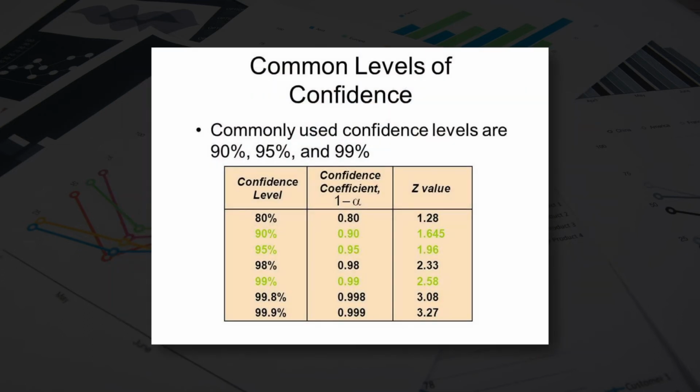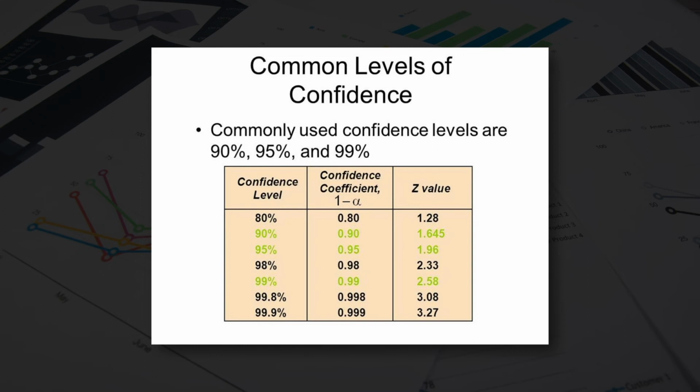Now we are going to talk more about the commonly used levels of confidence, which are 90%, 95% and 99%. We have a table where the first column gives the confidence level, the second column gives the confidence coefficient, which is 1 minus alpha, and then we have the Z value. If the confidence level is 80%, the confidence coefficient is 0.8 and the Z value is 1.28. If the confidence level is 90%, the confidence coefficient is 0.9 and the Z value is 1.645. If the confidence level is 95%, the confidence coefficient is 0.95 and the Z value is 1.96.